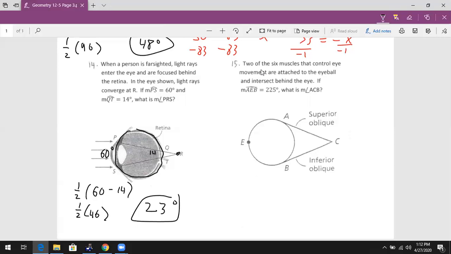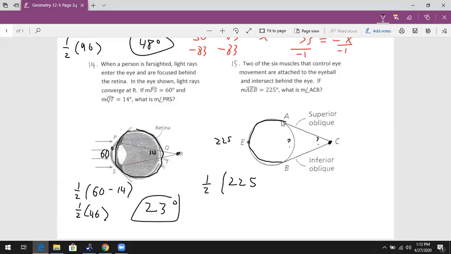Now, 2 of the 6 muscles that control the eye movement are attached to the eyeball and intersect behind the eye. If arc AEB is 225 degrees, what is angle ACB? Okay, so being that this vertex is outside the circle, the angle is half the big arc minus the small arc, of which the big arc they gave us was 225. But what's this small arc, arc AB?